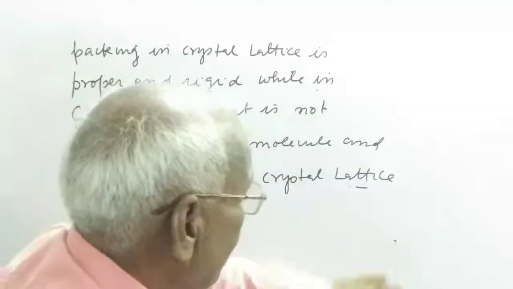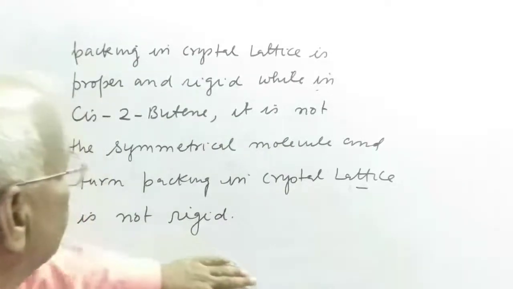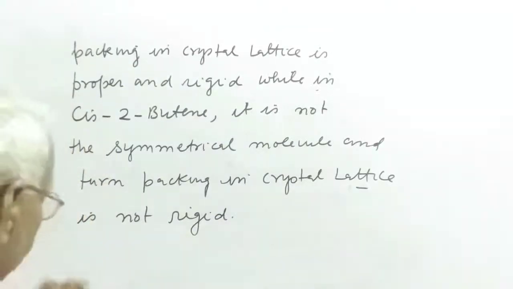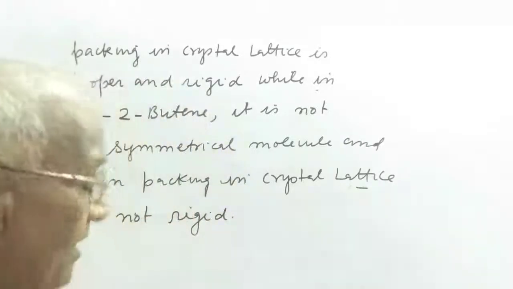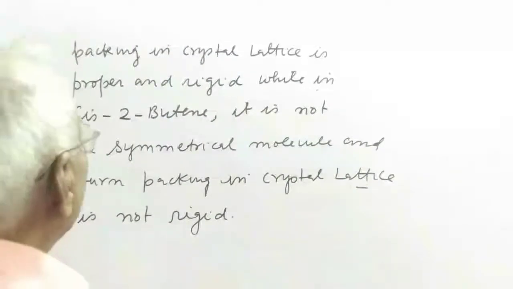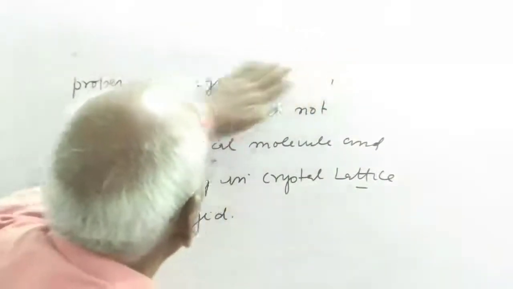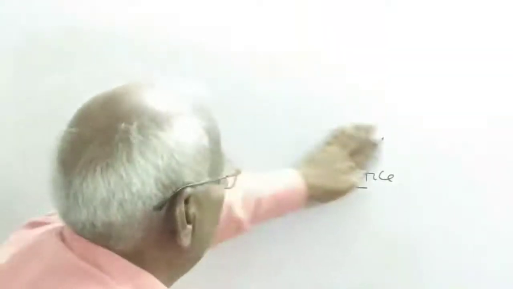The melting point depends on the rigid packing of the crystal lattice. Trans-2-butene is symmetrical and its packing in crystal lattice is very smooth and rigid. That's why it has high melting point. See the other examples of alkene where dipole moment is present.